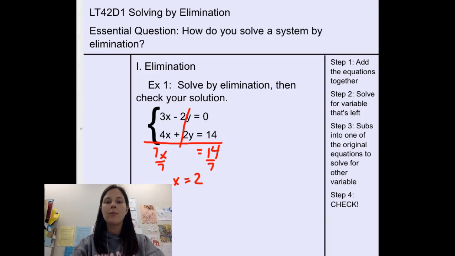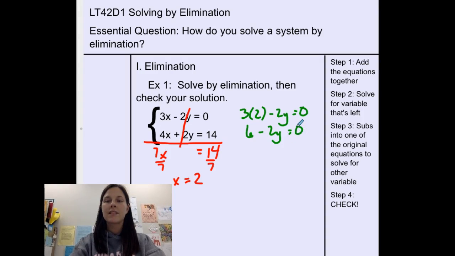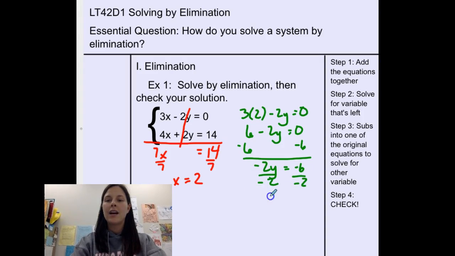To solve for y, we can choose either equation. I'm just going to use the first equation, replacing x with 2. Multiplying 3 times 2 is 6. To get y alone, I'll have to subtract the 6, not losing the negative sign on my 2y. And dividing both sides by negative 2, I get y equals 3. The solution for my system is (2, 3).